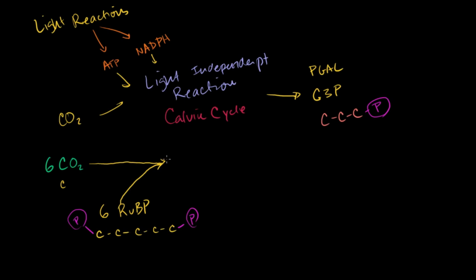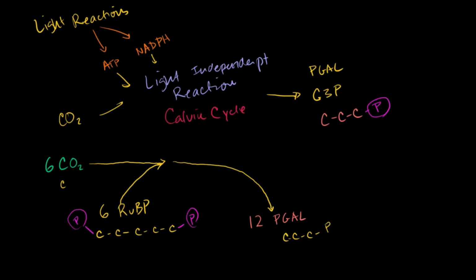These two react together, and this is a simplification. These two react together. There's a lot more going on here, but I want you to get the big picture. To form 12 molecules of PGAL, of phosphoglyceraldehyde, or glyceraldehyde 3-phosphate, of PGAL, which you can view as it has 3 carbons, and then it has a phosphate group.